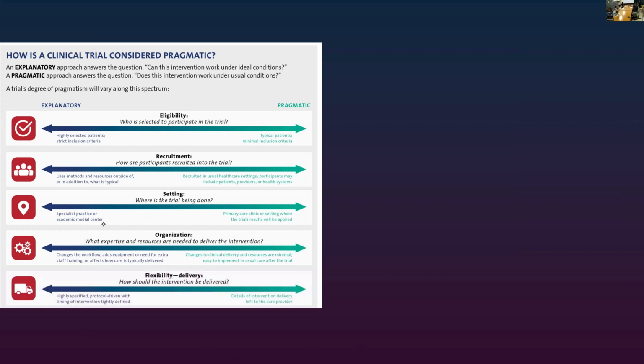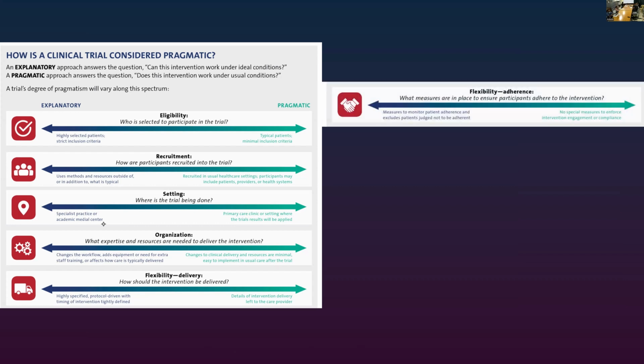Flexibility: how should the study or the intervention be delivered? Is the practitioner who is delivering the intervention very flexible? For example, is it something like a surgery which has multiple steps, and each step has to be clearly followed for the end result? Or is it something like cognitive behavioral therapy, where it's flexible and depends on how the practitioner is using it? So the next thing is adherence.